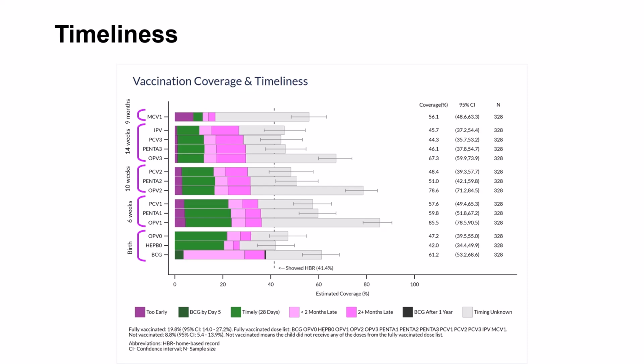VCTCs also provide information about vaccination timeliness. As noted earlier, the color-coded sections of each bar to the left side of the showed HBR line indicate what we know about vaccination timeliness based on dates from the children's home-based vaccination records. In our previous example, we looked at timeliness for OPV1, which is due at 6 weeks of age, and noted that we only know the timing for about 35% of doses. Of those doses of OPV1 for which timing is known, about half are timely, with smaller percentages of doses being given too early, too late, or very late.